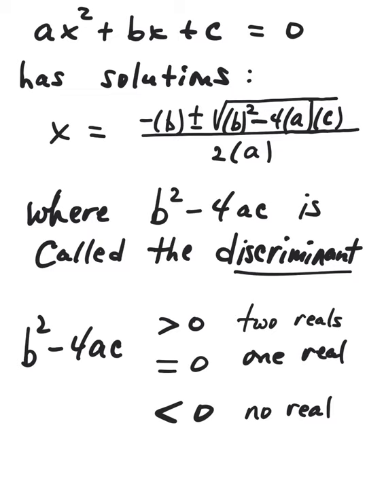The part under the square root, the b squared minus 4 times a times c, that little part of it is called the discriminant. If its value is positive, then you're going to get two real solutions. If that value is equal to 0, then you will only get one solution. And if it happens to be negative, you will get no real solutions. And later on, we'll discuss what happens if that is negative. You actually get two complex number solutions.